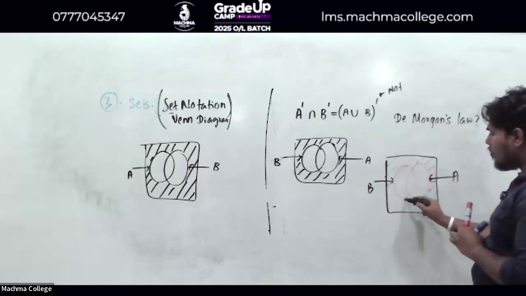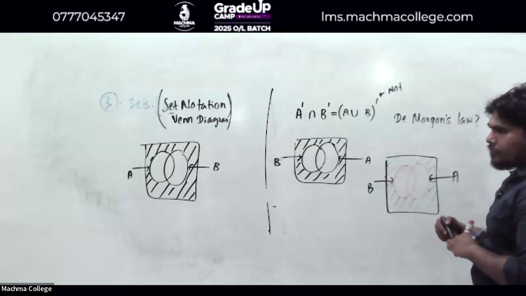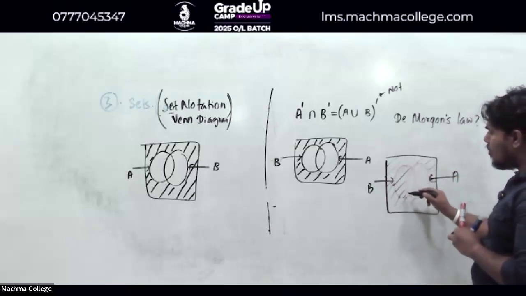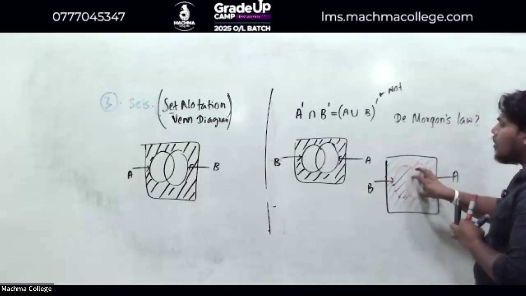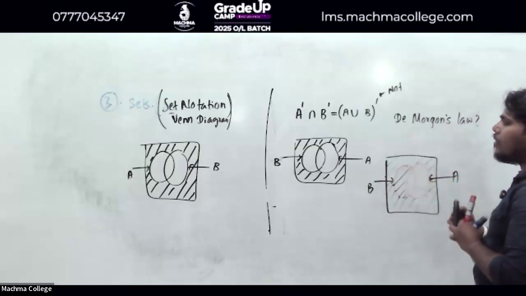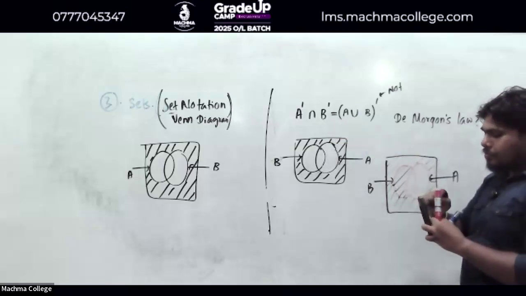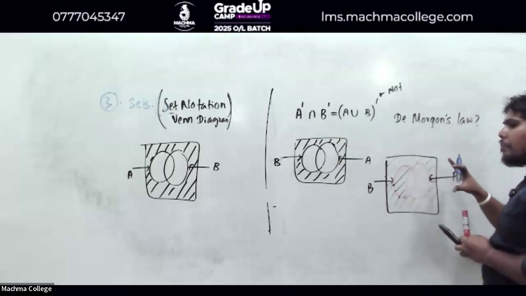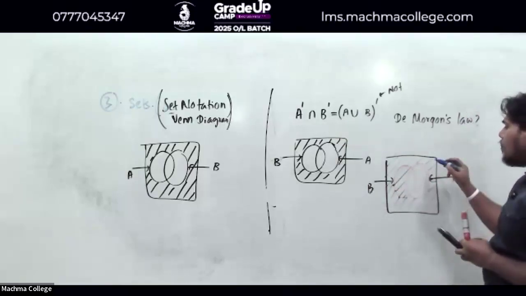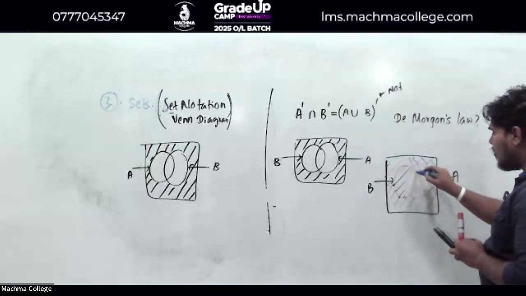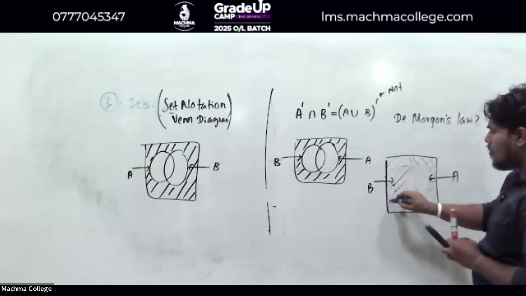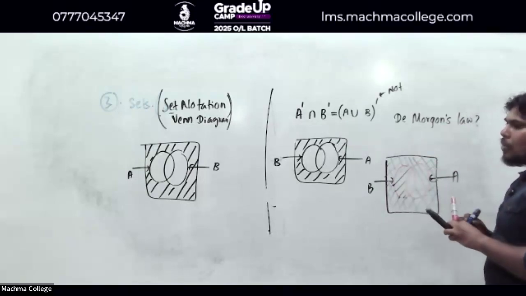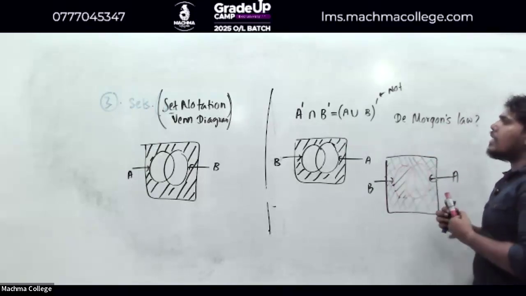This region, including these parts, except for A or the other area. B complement means not B, outside B. This is the B circle, outside B is this area. Now check the intersection.